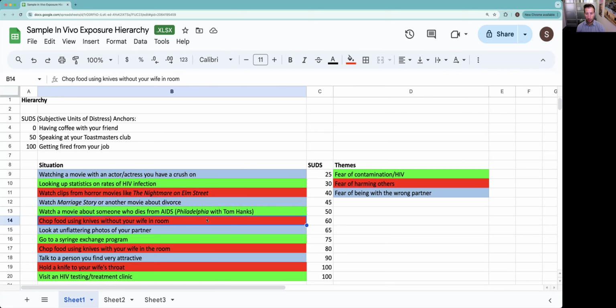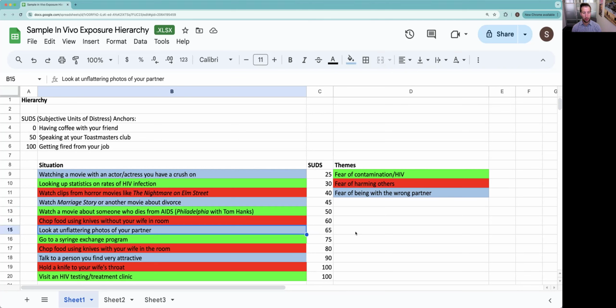Up next, going to the fear of harming others. Someone might be avoiding cooking, avoiding using knives at all. And so we would actually deliberately have them do that and then chop up that food without their wife in the room. So that would give them like a 60 on our SUD scale. And we'll swing back to this later on, but first I'd have them do it without their wife in the room to make it a little bit easier on them, and then we can make it hard later. So we'll come back to that one.